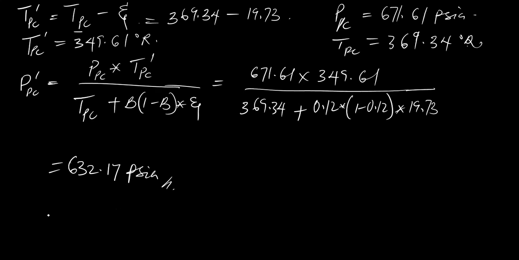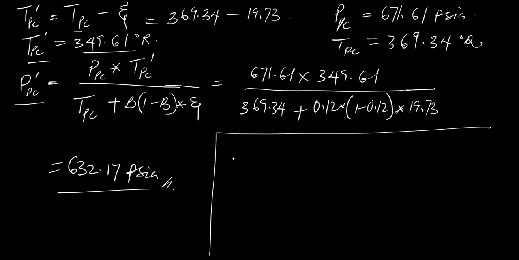So invariably, we have gotten our adjusted pseudo-critical temperature and our adjusted pseudo-critical pressure. Now let's calculate our pseudo-reduced temperature, which is the temperature divided by our adjusted pseudo-critical temperature. The temperature that was given is 100 degrees Fahrenheit.